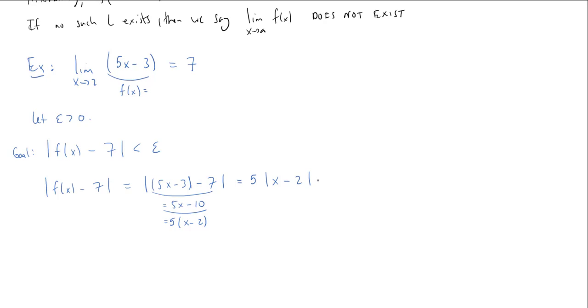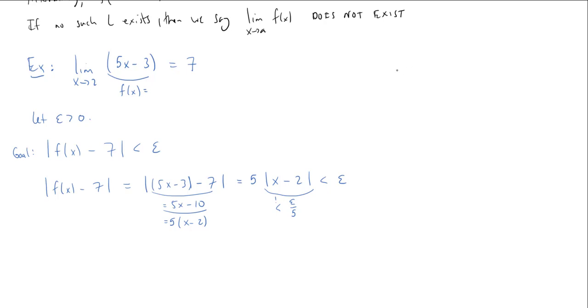Okay, so my goal was to get the difference between f of x and 7 to be less than epsilon. And I have rewritten that difference as 5 times the difference of x and 2. So if I want to get this to be less than epsilon, what if I made this less than epsilon over 5? All right, if I made this less than epsilon over 5, then 5 times epsilon over 5 would be less than epsilon. Well, am I allowed to do that?